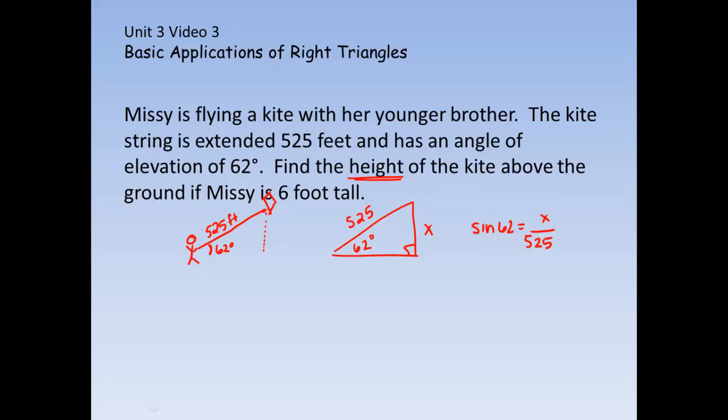Make sure that your calculator is in degrees when you do this, and you end up with your x value to be 463.55 feet, and I know that I have to add another 6 feet because of Missy's height. So that leaves me with 468.55 feet is the height of the kite.